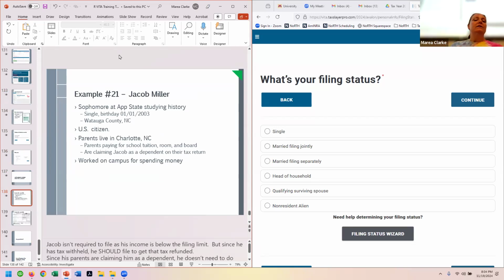Jacob Miller. He is a sophomore studying at App State. He is single. He was born on January 1st, 2003, because I'm lazy. He is a US citizen. His parents live in Charlotte, North Carolina. His parents are paying for his school tuition, his room, and his board. They are claiming Jacob as a dependent on his tax return, but he worked on campus so that he could have some spending money.